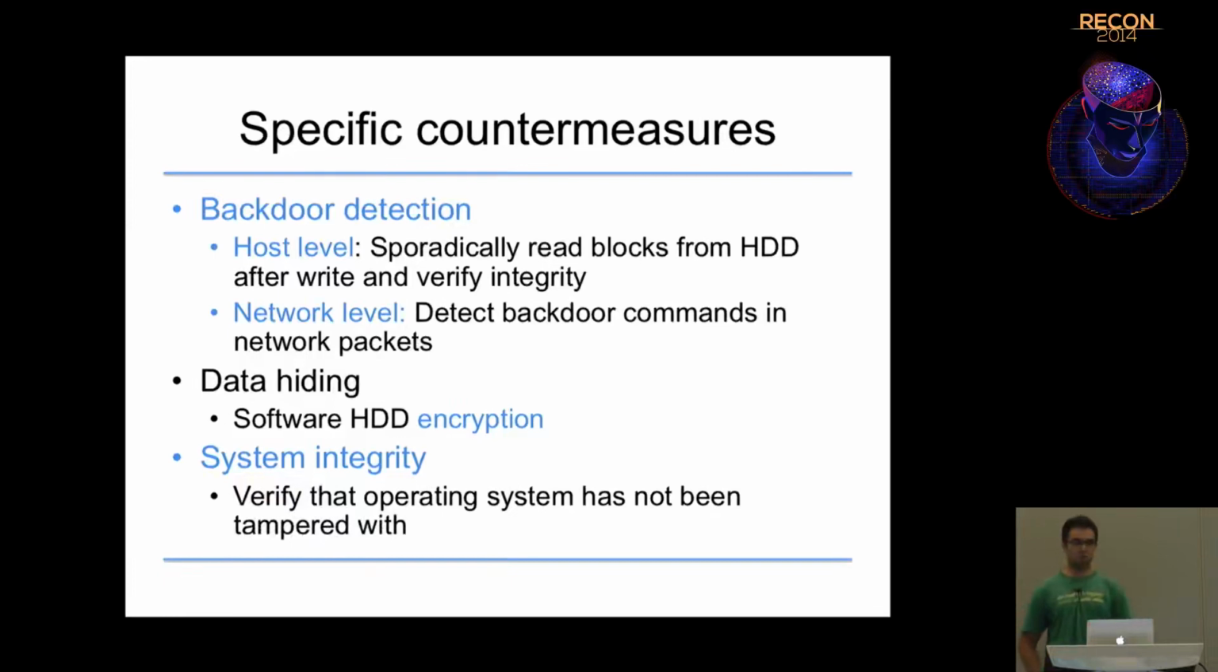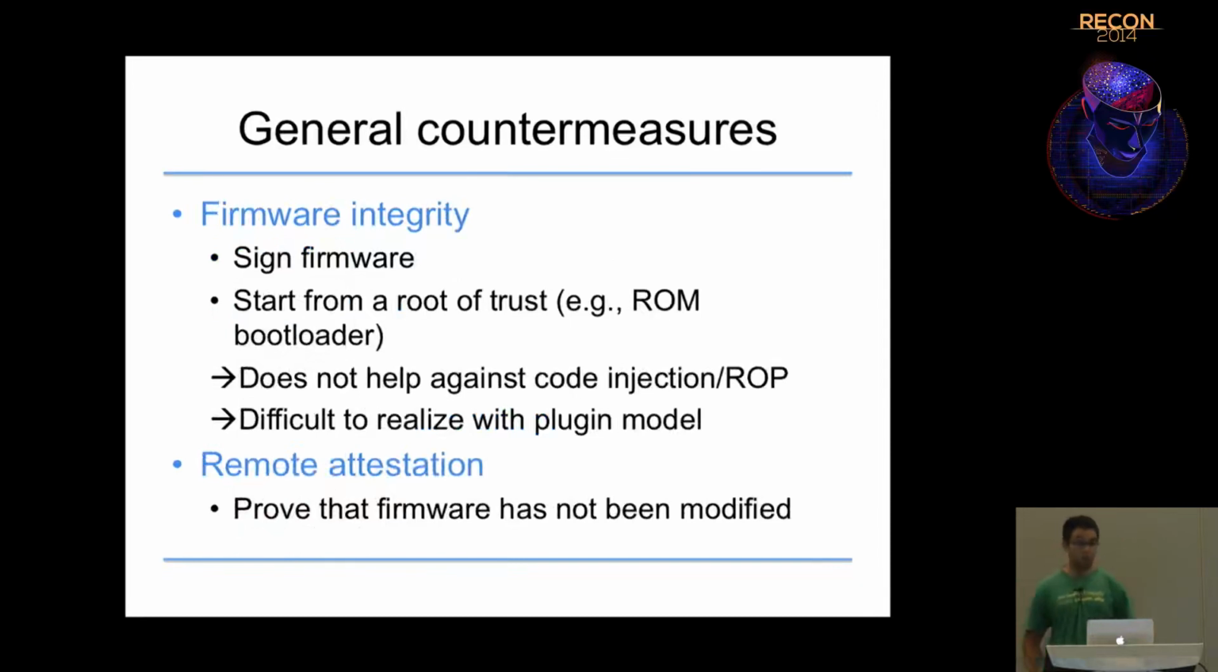What would also help is using software encryption, at least if this backdoor is not infecting the master boot record. And it would be important to verify the system integrity to see that the operating system has not been tampered with, so that there is no master boot record rootkit. In general, for embedded systems, you should have firmware integrity. So you can achieve this by signing the firmware and starting from a root of trust, like the ROM bootloader in this drive. But it doesn't help you against several attacks, like code injection or return-oriented programming.